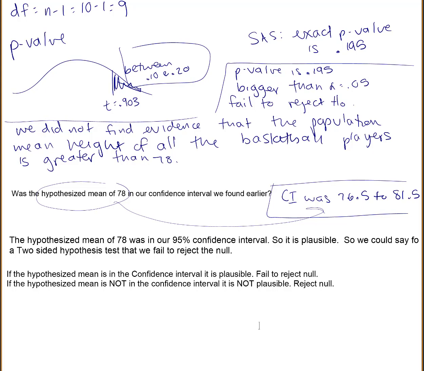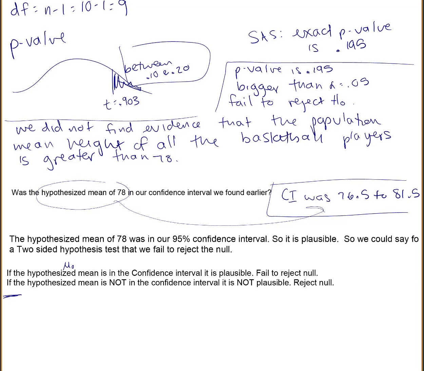So if your hypothesized mean, the value in the null hypothesis, that's what we call mu naught, is in the confidence interval, then it's plausible and we fail to reject the null. If the hypothesized mean is not in the confidence interval, it's not plausible and you reject the null. So that's just kind of a trick. You can just use the confidence interval to do your whole hypothesis test.